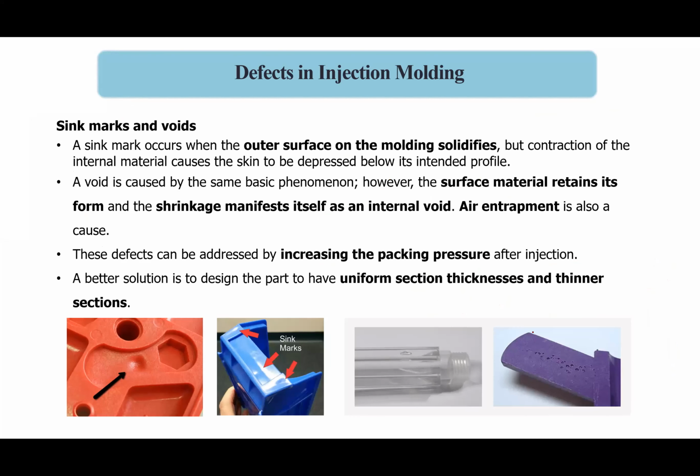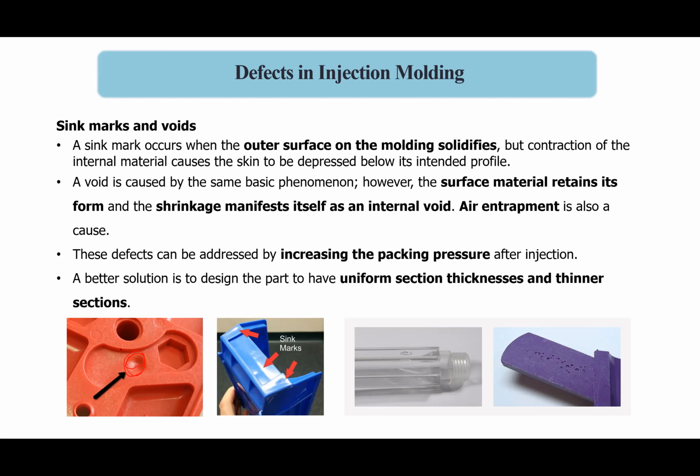All right, next is sink marks and voids. Okay, sink marks actually occur on the outer surface of the mold after solidification, and it is because of the shrinkage or contraction of the internal material. The skin is depressed below its intended profile. Sometimes you will see dents in the material. It's because of the shrinkage in that place.